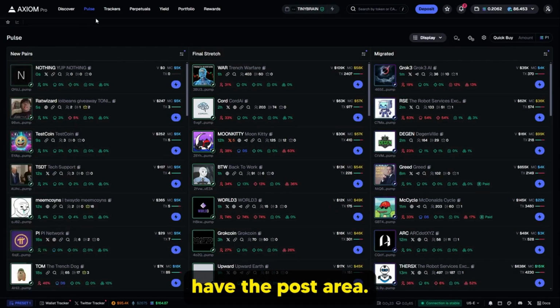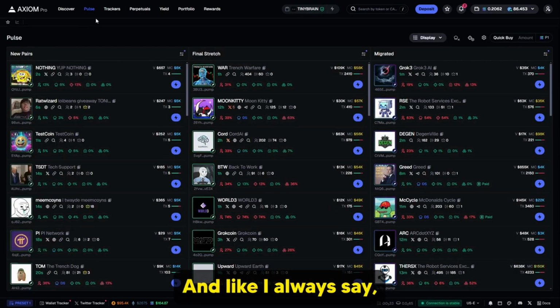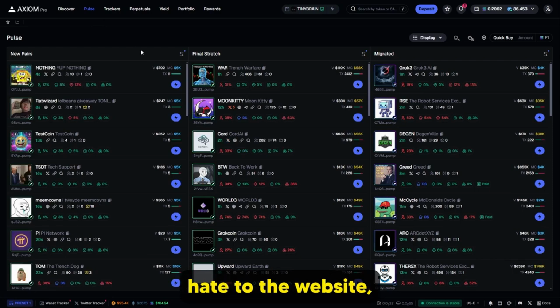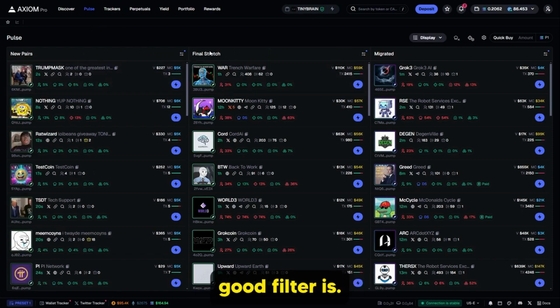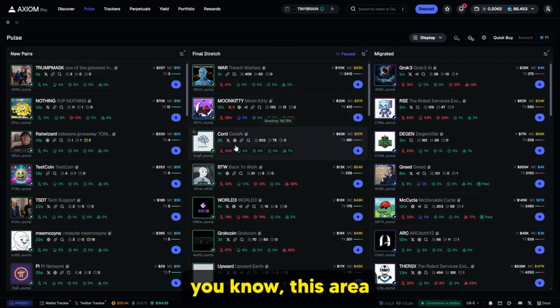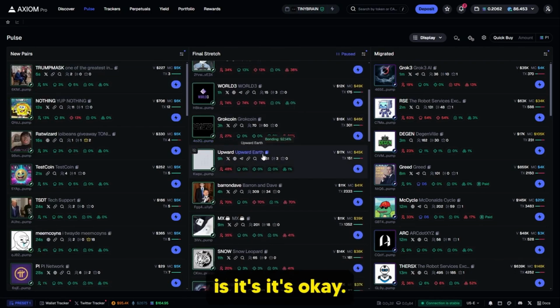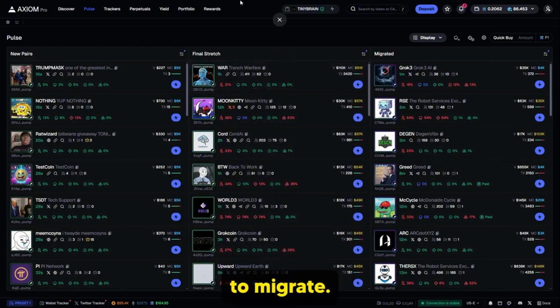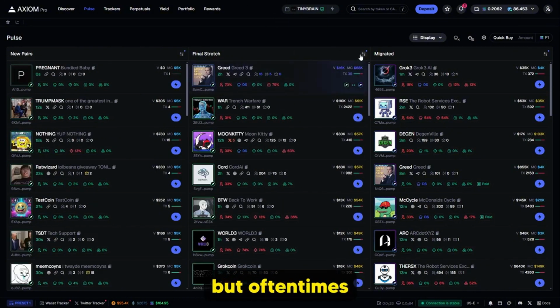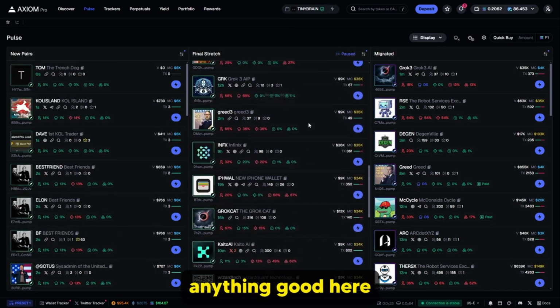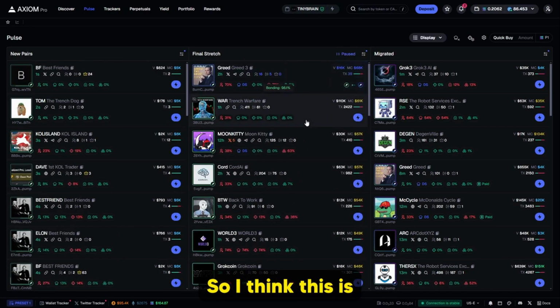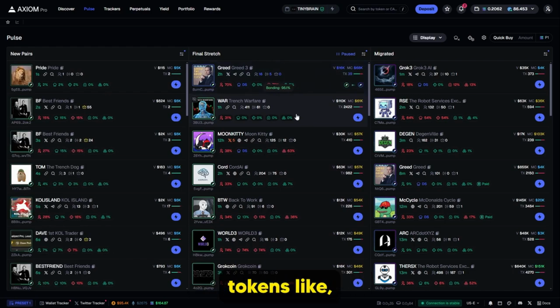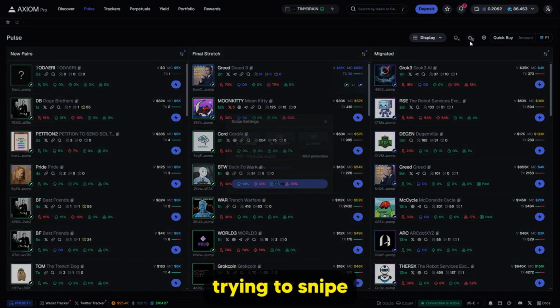Now, of course, we do have the pulse area. And like I always say, no hate to the website, but I think the only website that has a really good filter is GMGN. But I will say that this area right here, it's okay. It's pretty decent. I mean, it's the final stretch for tokens that are about to migrate. So it's not too bad.